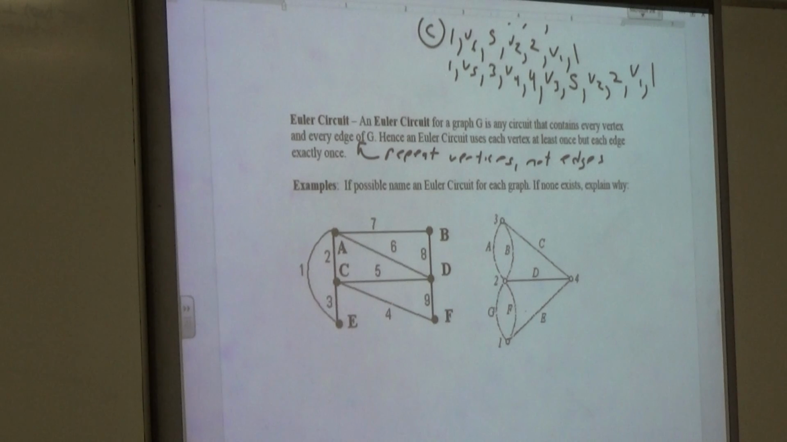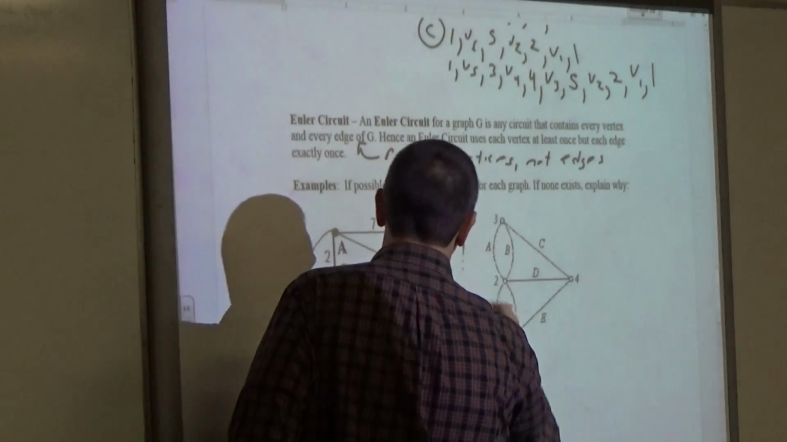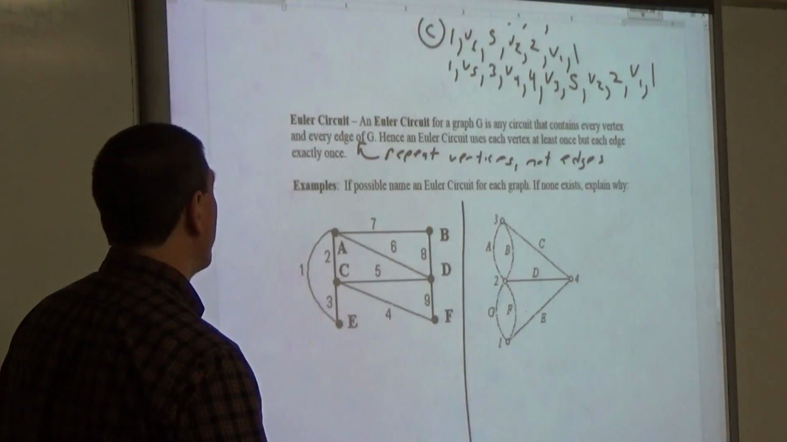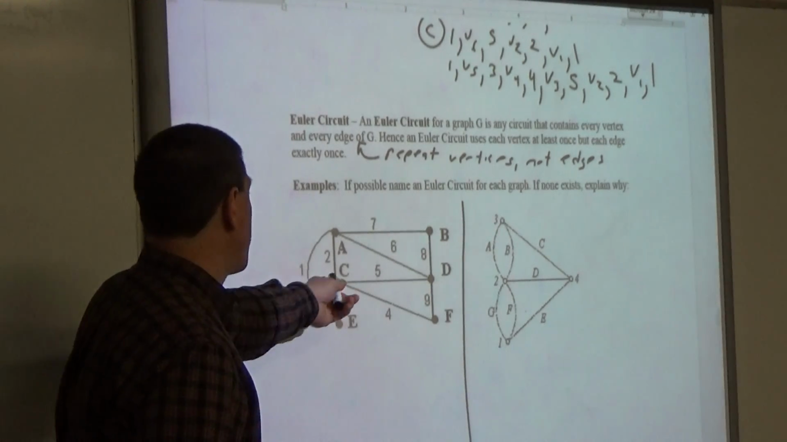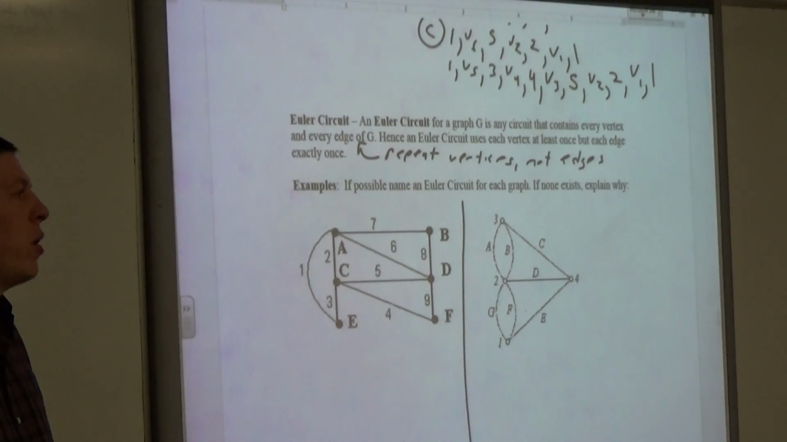So if I look at these two graphs, and by the way, these are two separate graphs, because obviously if they were two unconnected graphs, then you couldn't find a circuit. There's a number of different Euler circuits that exist for this one right here. Does someone want to take a guess and tell me what an Euler circuit is?